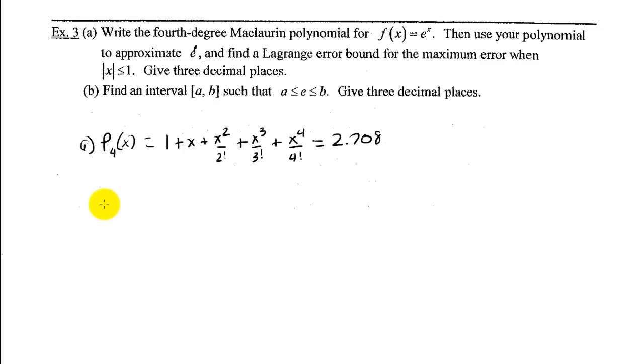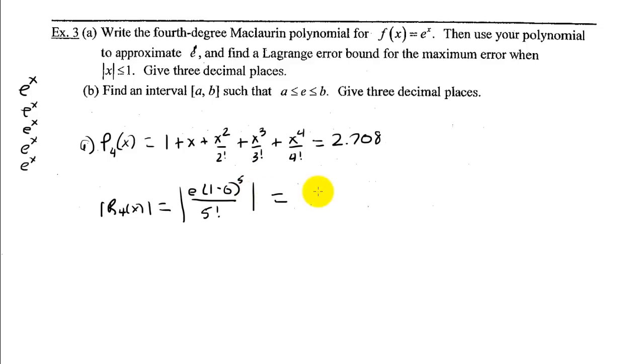All right, so then the remainder, or the error, is equal to the absolute value of, well, the biggest value of the derivative. All derivatives of e to the x are all e to the x. So the biggest the derivative can be is e times, and then our x value is at 1, and we're centered around 0. This is to the fifth power, all over 5 factorial.